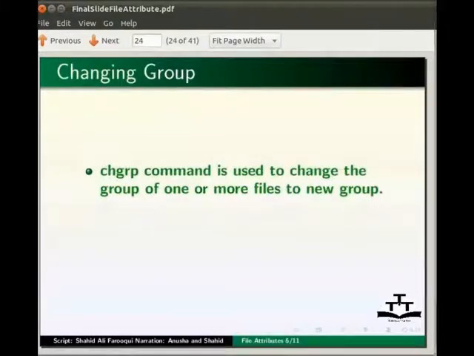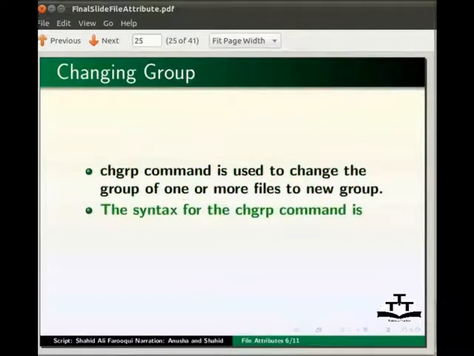chgrp command is used to change the group of one or more files to new group. New group is either a group ID number or a group name located in /etc/group. Only the owner of a file or a privileged user may change the group. The syntax for the chgrp command is chgrp option new group files. Let's go to terminal.